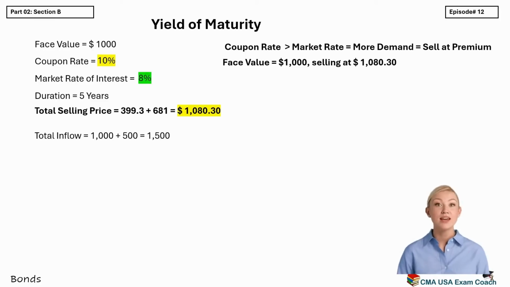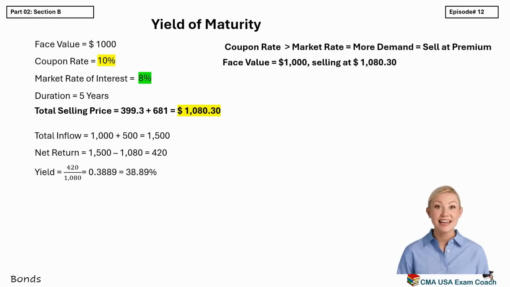Now, compare that to what they paid, the current selling price of $1,080. So, total return equals 1,500 minus 1,080. We will get $420. Now, let's calculate the total yield. 420 divided by 1,080 equals approximately 38.89% over 5 years. To get the annual yield, we divide that by 5. 38.89 divided by 5 equals approximately 7.78% per year.